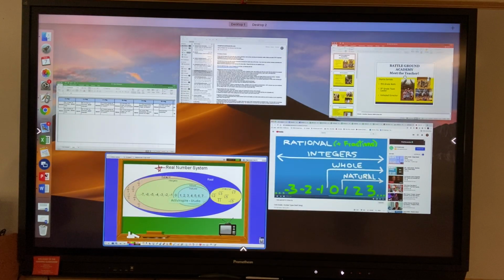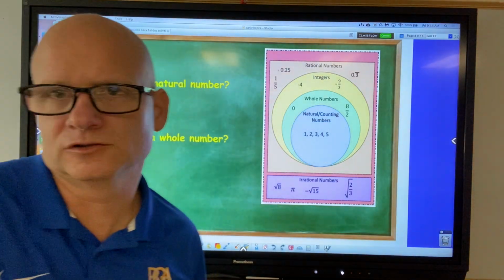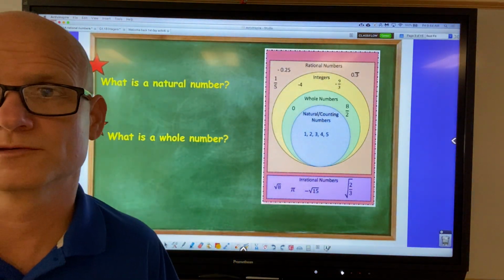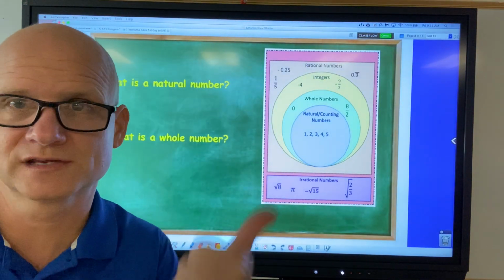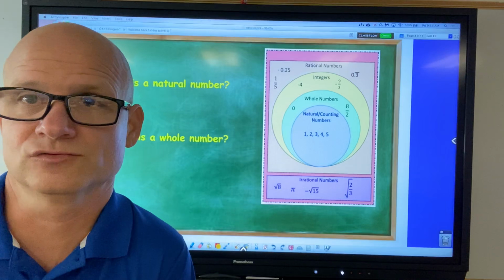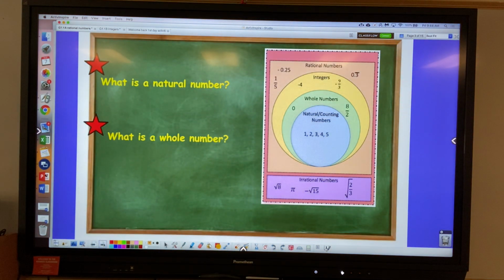So let's move back to here. So first thing I want you to do is just, in your composition book, press pause and write down what are natural numbers and what are whole numbers. I mean, it's pretty easy. Remember, natural numbers, counting numbers. Whole numbers, that is natural numbers plus 0. Go ahead, write that down, okay? Press pause.